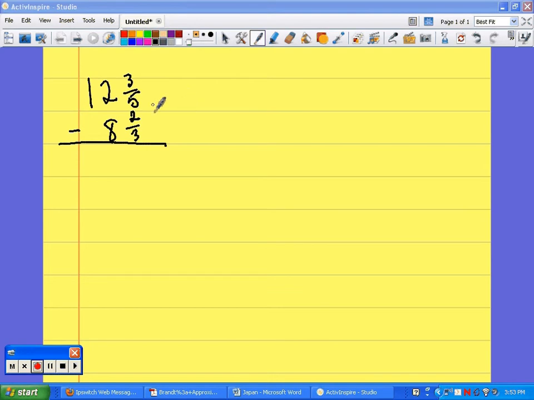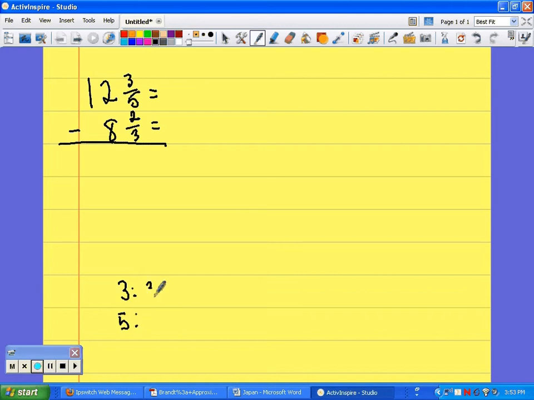So to subtract fractions, or to add fractions, the first thing we need to do is look at the denominators. They're not the same, so we need to find a common denominator for each. And to do that, we can find the least common multiple. So we could go 3 and 5. So it'll be 3, 6, 9, 12, 15, 18, and then 5, 10, 15. So 15 will be our common denominator.